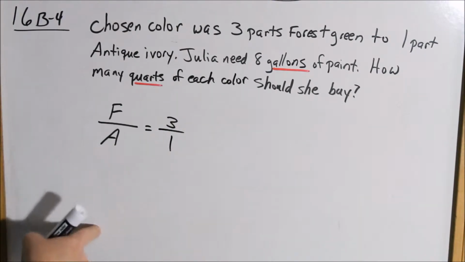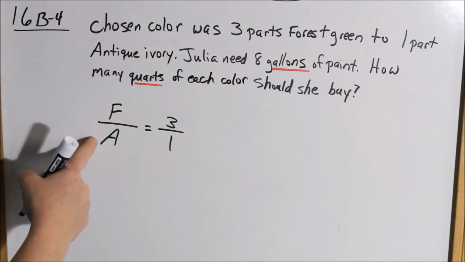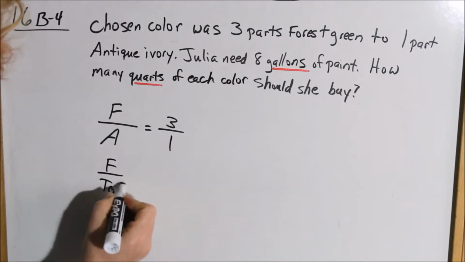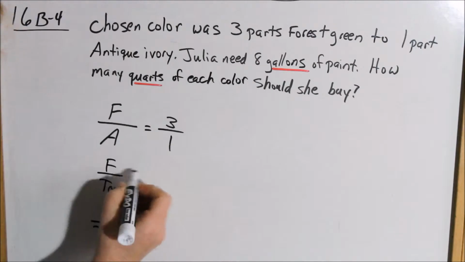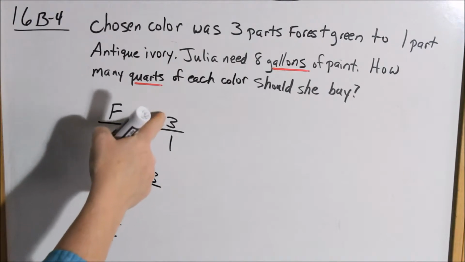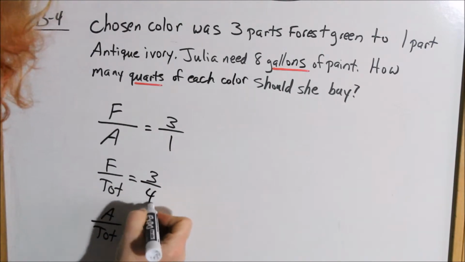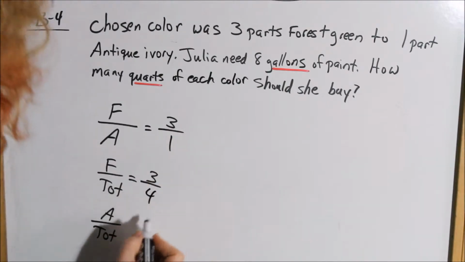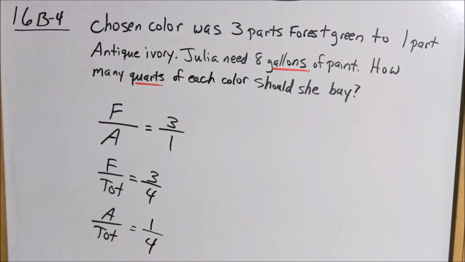So we can make 2 other ratios with this information. Because we can do a ratio of forest green to antique ivory, we can do a ratio of forest green to the total, and we can do a ratio of antique to the total parts. So if we did forest to the total, forest was 3 parts. The total is adding these 2 numbers together. So we have 3 parts of forest to a total of 4. And then to do antique to the total, our antique was 1 part, and the total would be, again, adding these 2 numbers together, 4.